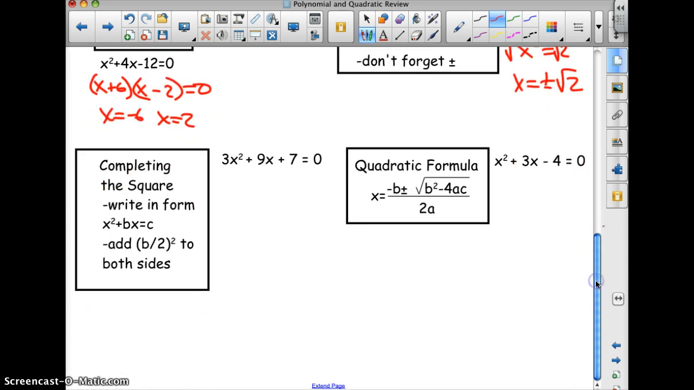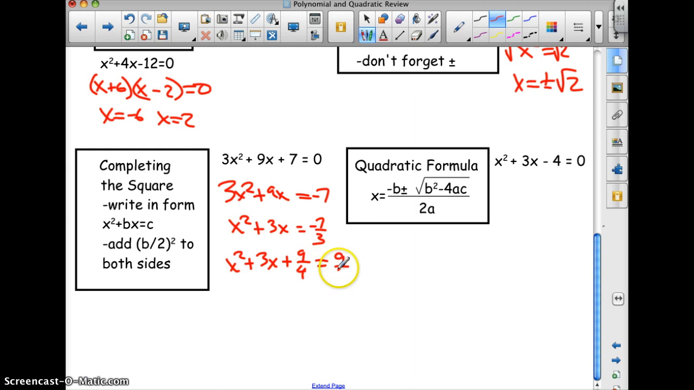Down here, completing the square. You have to write it in the form x squared plus bx equals c. So for this one, it's going to be 3x squared plus 9x equals negative 7. That's going to give me x squared plus 3x equals negative 7/3. And then the key to this here is going to be adding b over 2 squared. Well, b over 2 is going to be 3/2. And when I square that, I need to add 9/4 to both sides. So it's going to be 9/4 minus 7/3, all right? And then I add those.